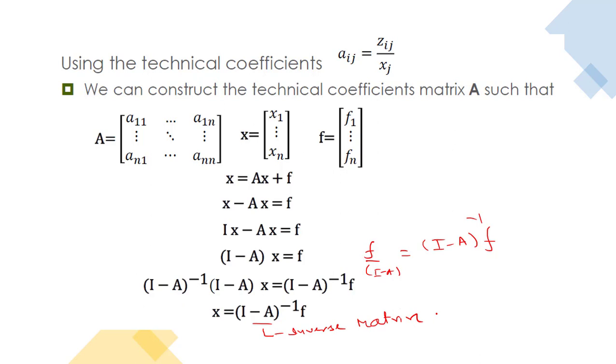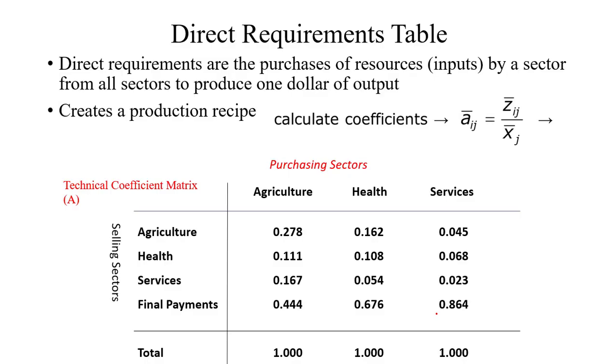Now how will you calculate the Leontief inverse matrix, and what does it basically do? From this example I will show you how to calculate it. Before that, we need to calculate the technical coefficient matrix, also called the direct requirement table. Direct requirements are the purchases of inputs by a sector from all sectors to produce $1 of output. This is basically the definition.